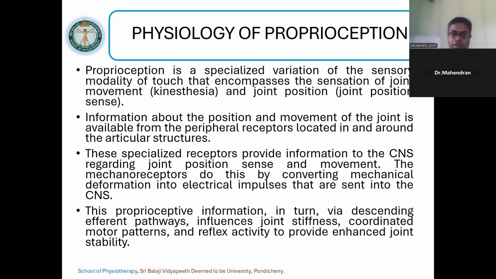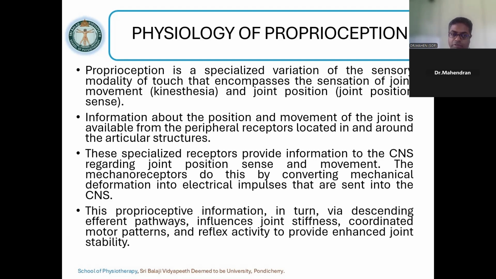Let's see the physiology of proprioception. Proprioception is one type of receptor. Proprioception is a specialized variation of the sensory modality of touch that encompasses the sensation of joint movement and joint position. So there are two senses being perceived. One is the joint position, the various positions of the joint, and also the movement. In any direction, the movement being performed is sensed by the proprioceptor. Actually, the proprioceptor is a kind of mechanoreceptor.